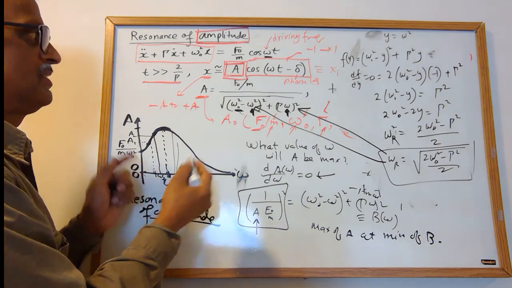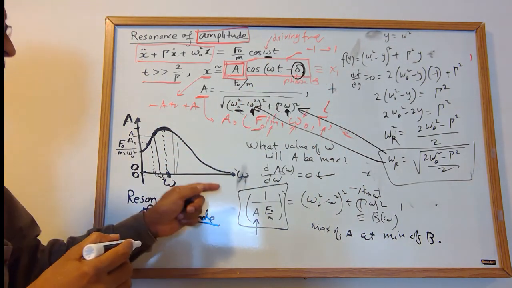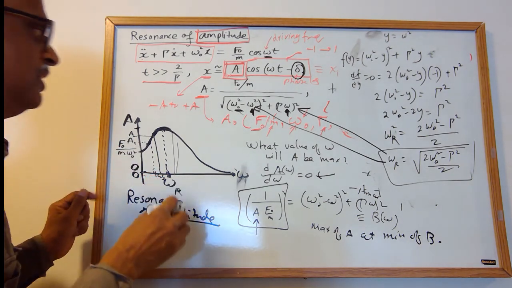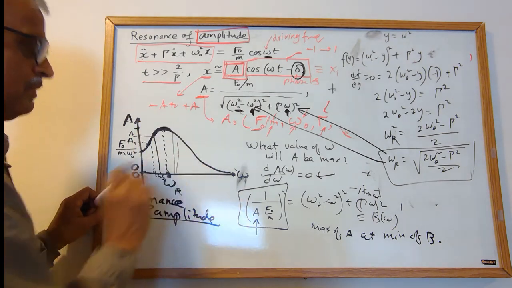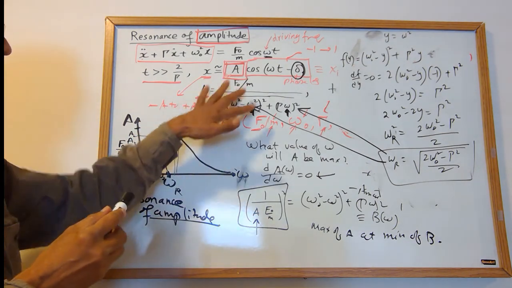Now you could study how phase changes with omega also. However, you don't get a resonance curve like this when phase changes with omega, and we will talk about that in the next video.